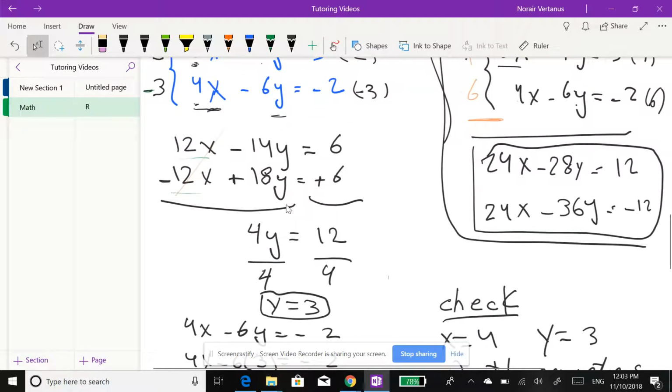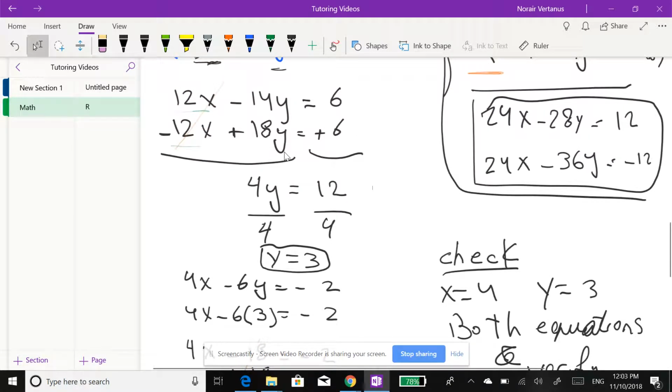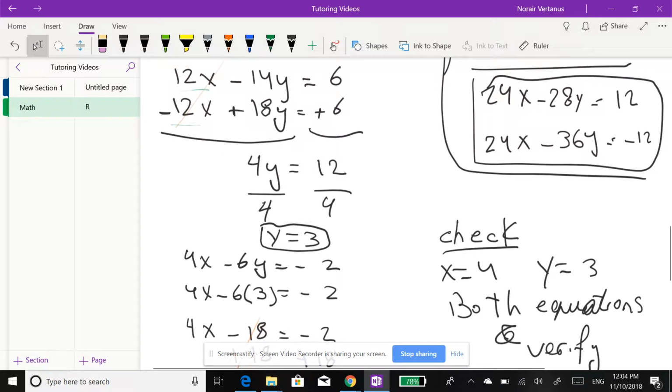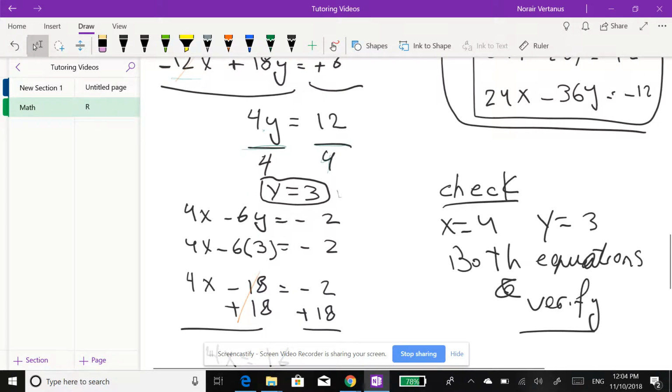So when you add the left sides and then the right sides, you see that on the left side these two cancel each other. Positive 12x minus 12x is 0. You're left with negative 14y plus 18y, which is just 4y, equal to 6 plus 6, equal to 12. After that, so simple: 4 times y equals 12. To solve for y, the operation between these two is multiplication. The opposite of multiplication is division. So I divide both sides by 4, and y is equal to 12 divided by 4, which is 3, right?